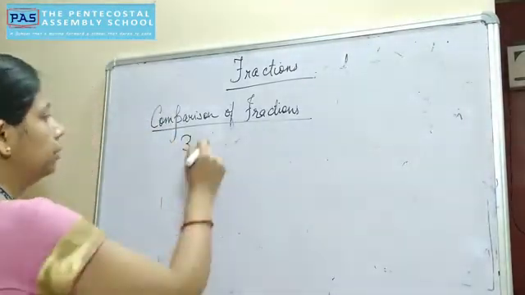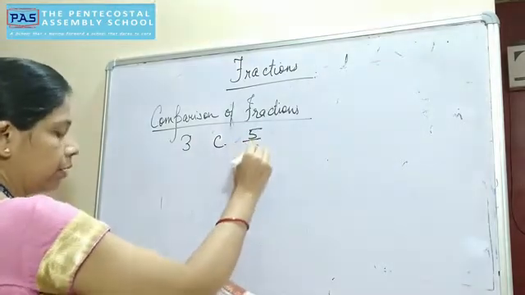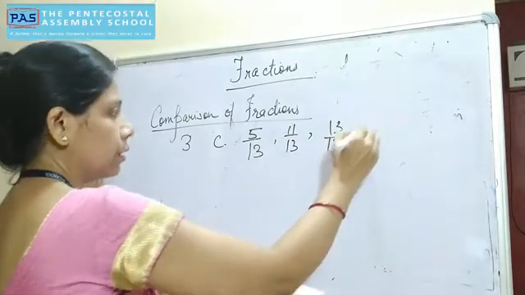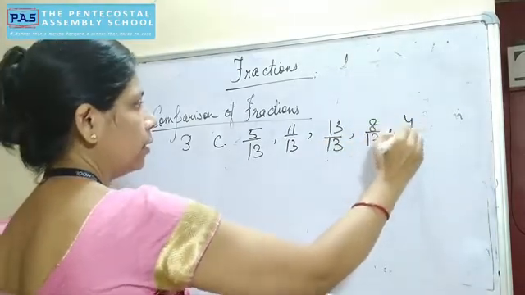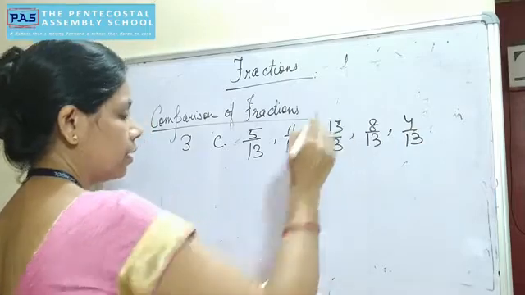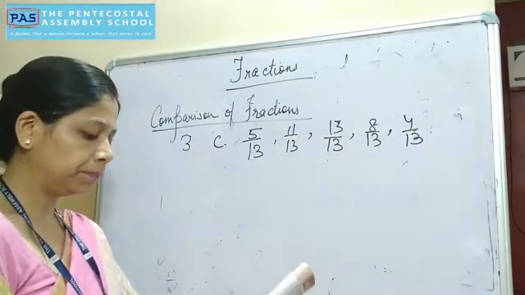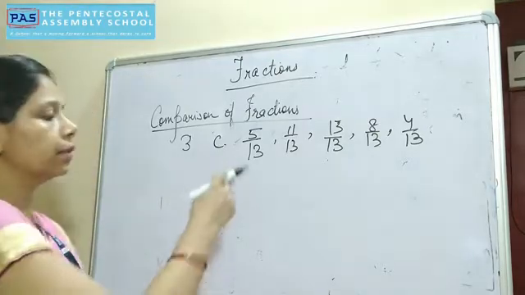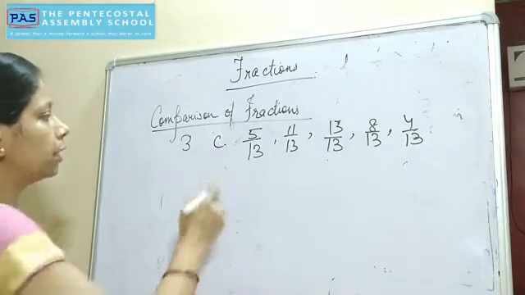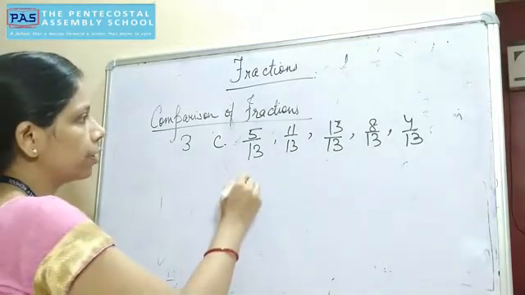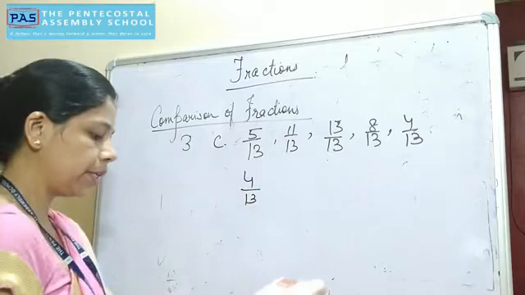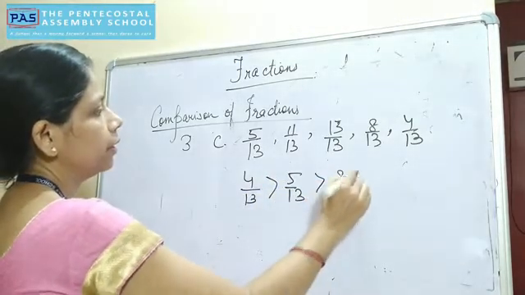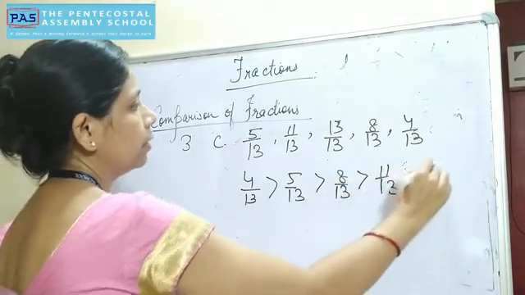Now question C. 5 by 13, 11 by 13, 13 by 13, 8 by 13 and 4 by 13. Over here it is the same. It is a like fraction. So which will come first when you are ascending? So it is 4 by 13. Then you have 5 by 13, 8 by 13, 11 by 13 and 13 by 13.